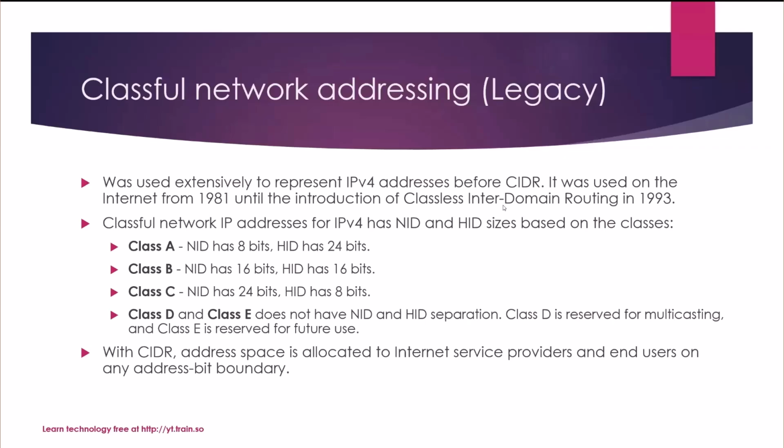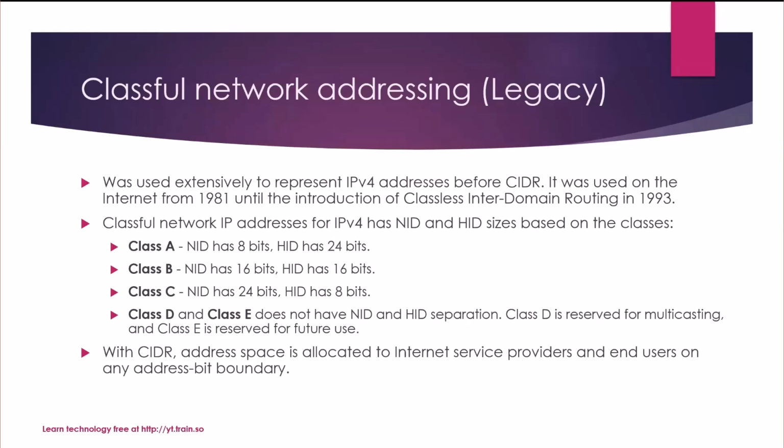And previously, we were using something called classful network addressing. It was used extensively to represent IPv4 addresses before CIDR. It was used on the internet from 1981 until the introduction of classless inter-domain routing, or CIDR, in 1993.